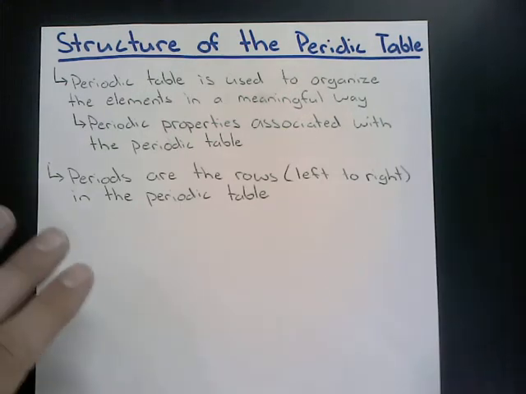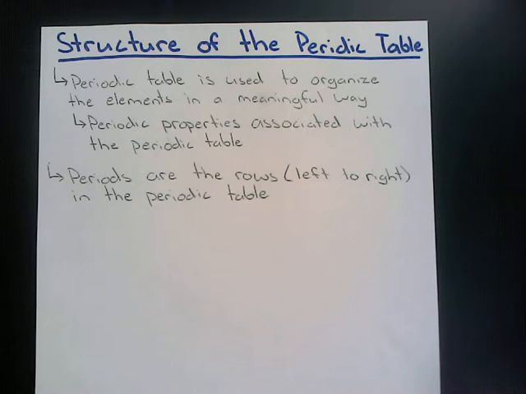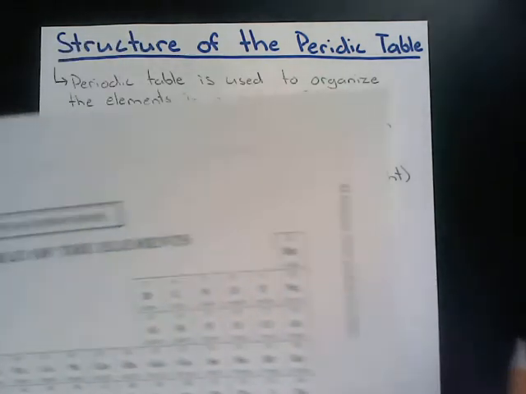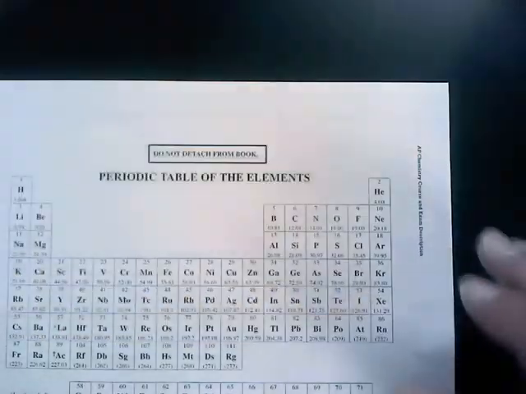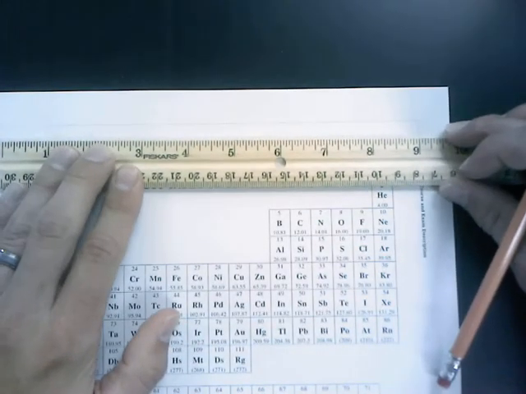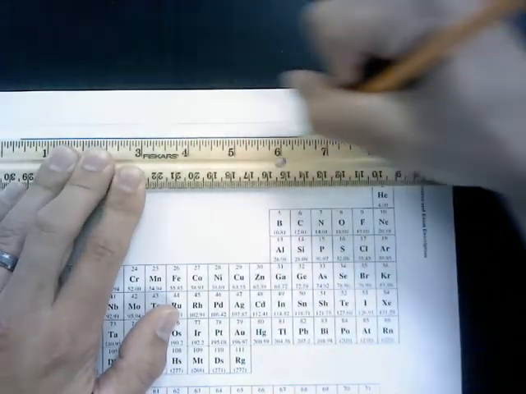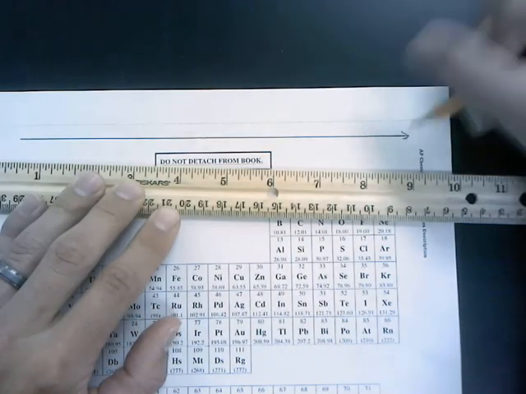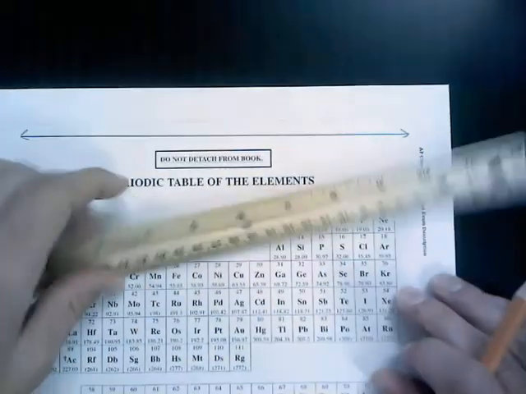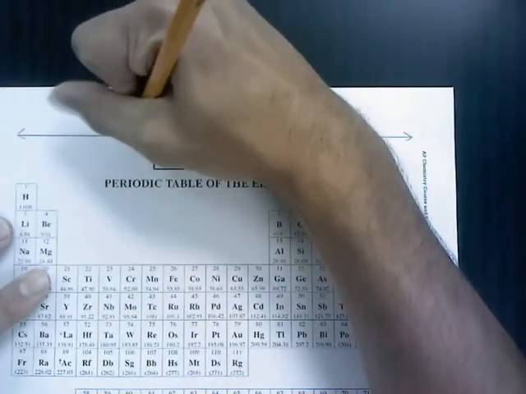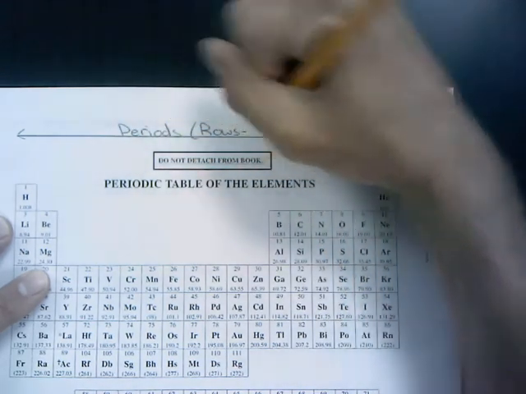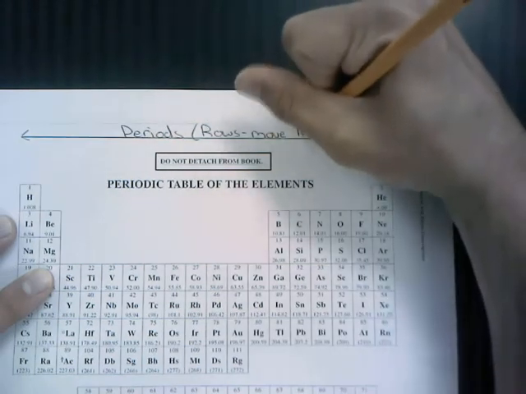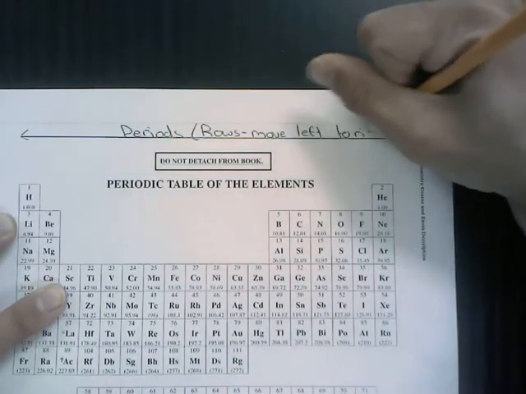So again, like I said, we're going to write this down, and then I want to label this on our periodic table that I've inserted into notes. So periods are the left to right portions, or the rows, in the periodic table of elements. So I'm going to draw a line with some arrows, and again, left to right. These things here are known as the periods, or if you want to think of this as rows, and they move left to right.